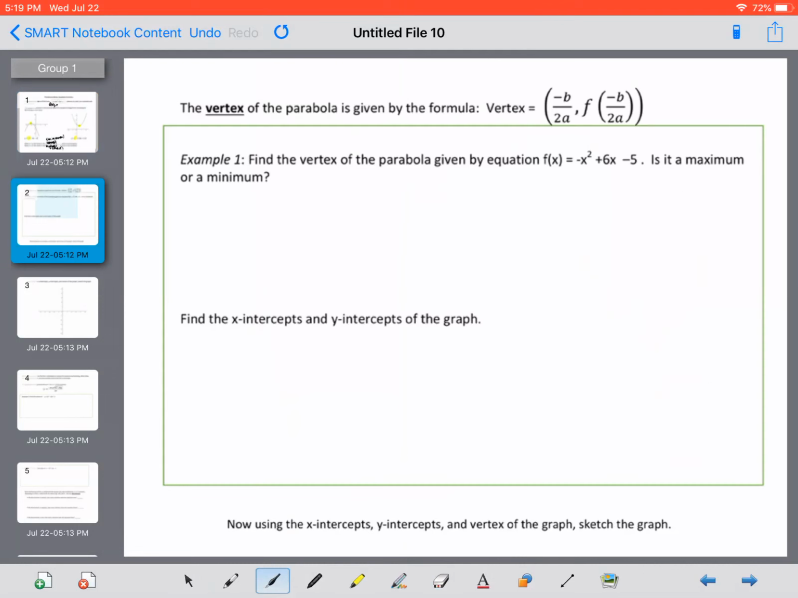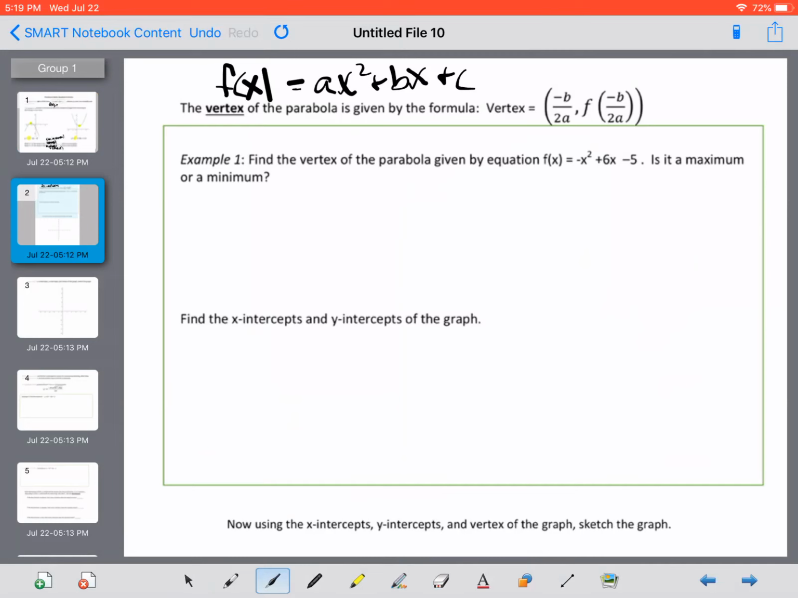Now, we can find the vertex of any parabola given just the equation for that parabola. So given a function of the form f of x is equal to ax squared plus bx plus c, we can find the vertex using the following formula. Negative b over 2a is the x value of the vertex, and then f of negative b over 2a is the y value. So just to give you an example of what that looks like.